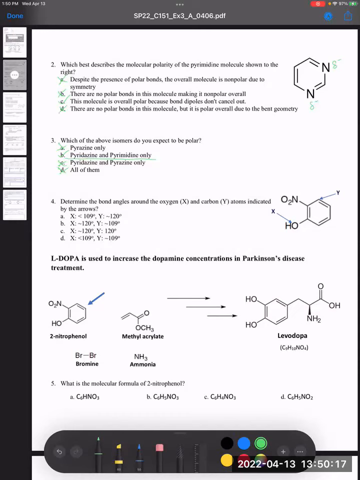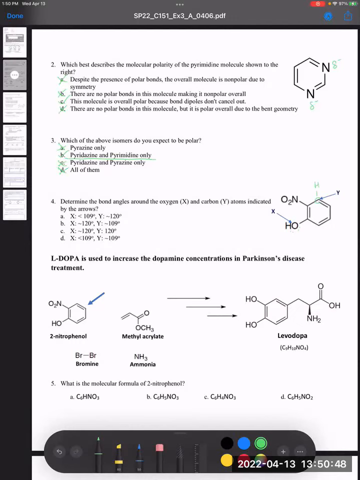Question 4. Determine the bond angles around oxygen labeled X and carbon labeled Y. Okay, so remember we have to fulfill the octet here. So we have only 2 bonds around oxygen now. And then we have to complete the octet, we need to add 2 lone pairs here. And when it comes to carbon, the Y here is an implied carbon atom. We have 3 bonds now. The other bond is fulfilled by a carbon-hydrogen bond.